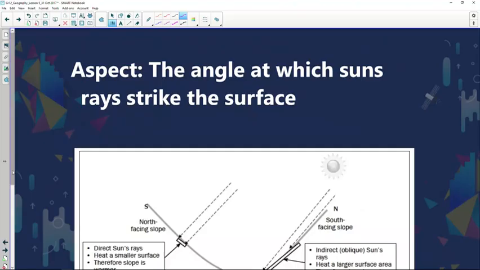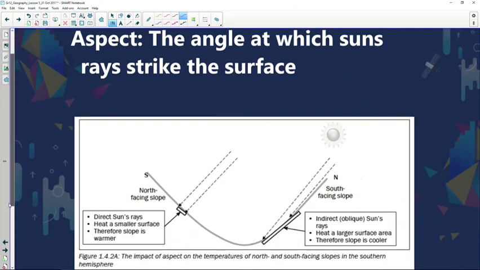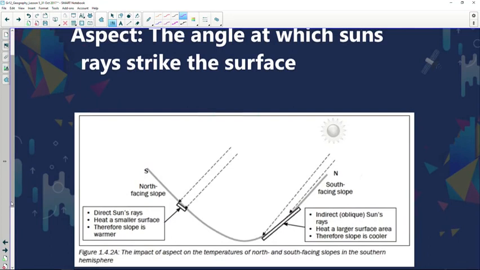Now, our next topic that we want to discuss with you that plays quite a vital role is aspect. Now, the first time you were introduced to aspect was in grade 10. Now, we know the surface of the earth heats up by insolation. Very importantly, when we look at aspect, north-facing slopes in the southern hemisphere experience direct insolation.